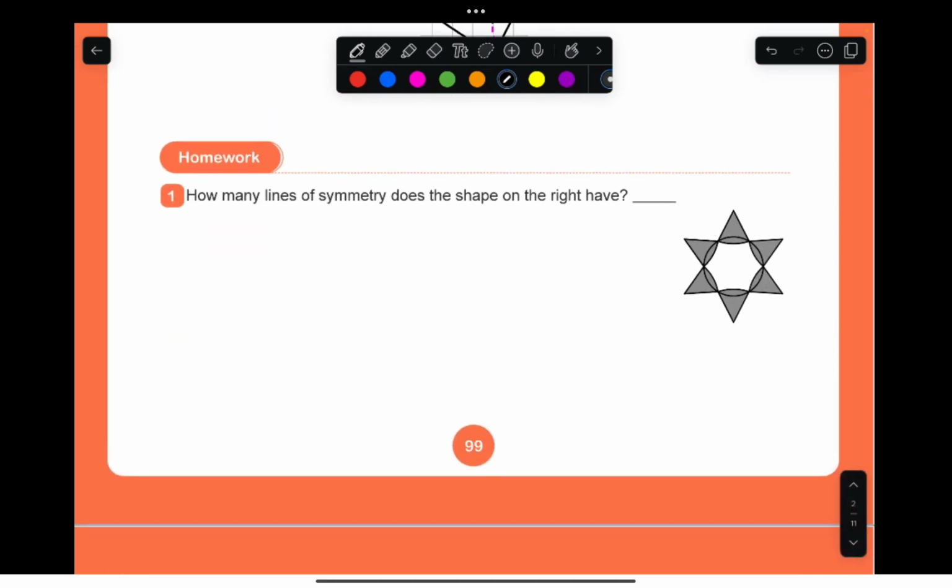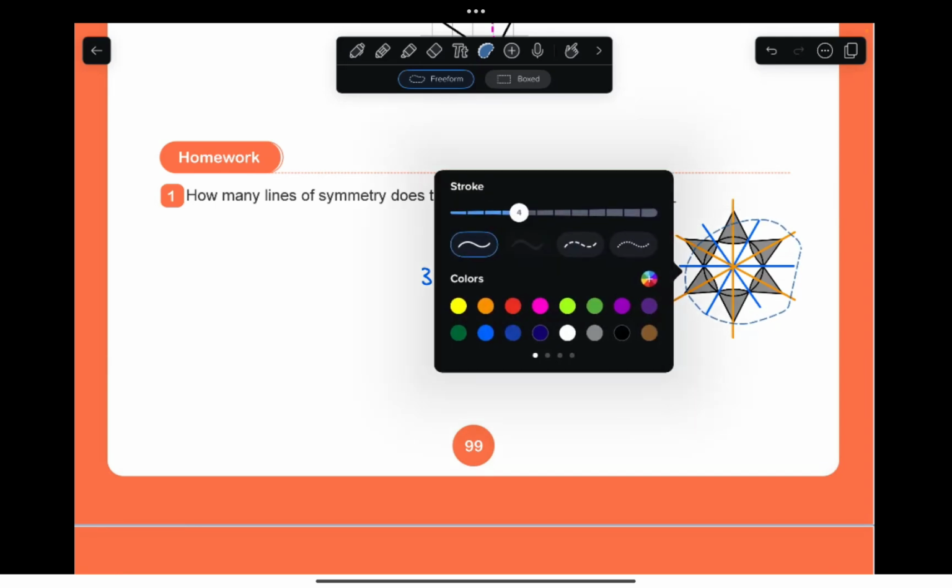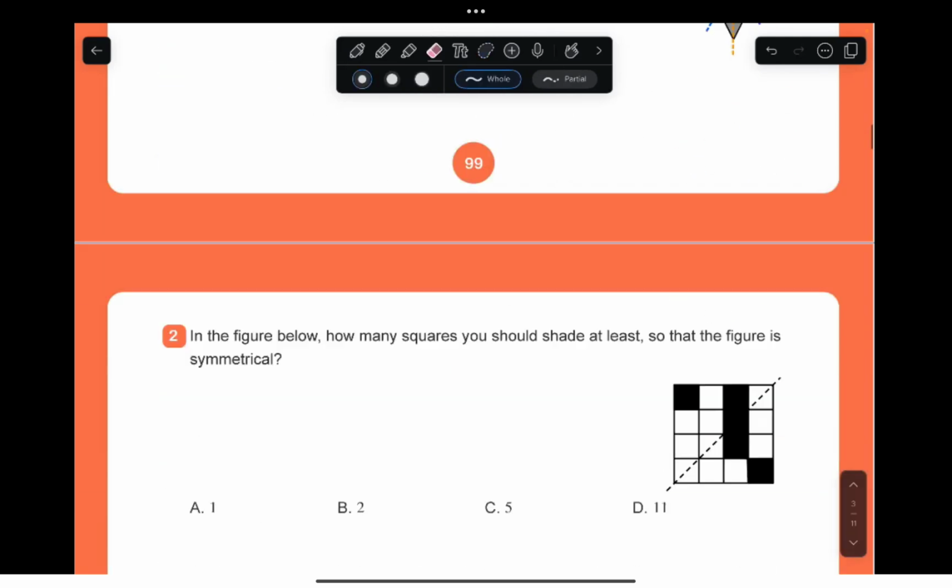How many lines of symmetry does the shape on the right have? There are 6. Okay, so we have these ones. By connecting the gaps, we have 3. And then by connecting the corners, we have another 3. So 3 plus 3 equals 6. Okay, so that's why the answer is 6 for question 1. Quite easy. Now we go on to question 2.